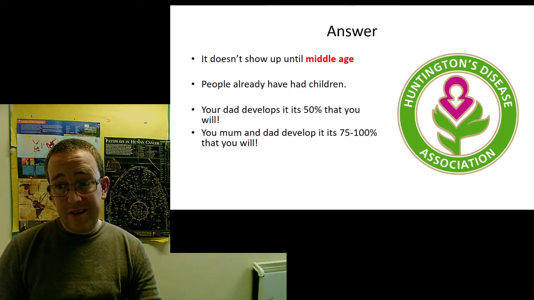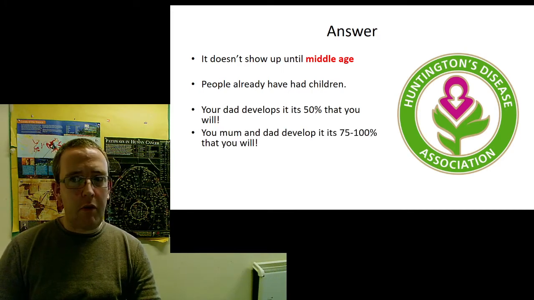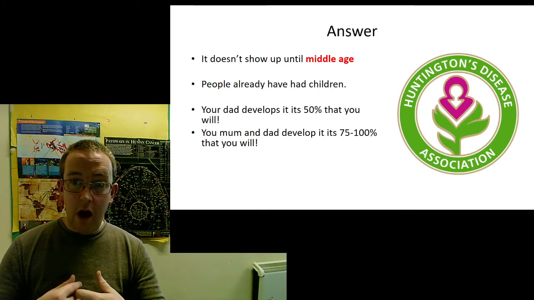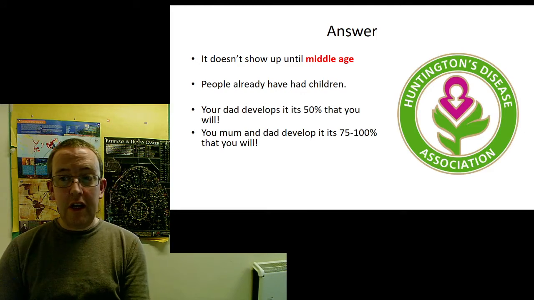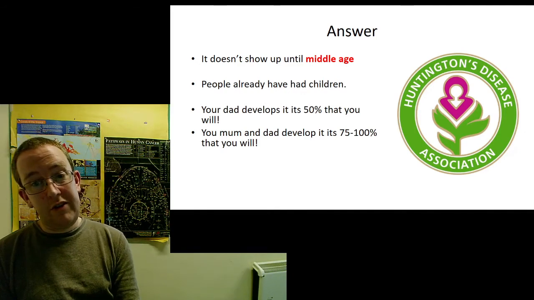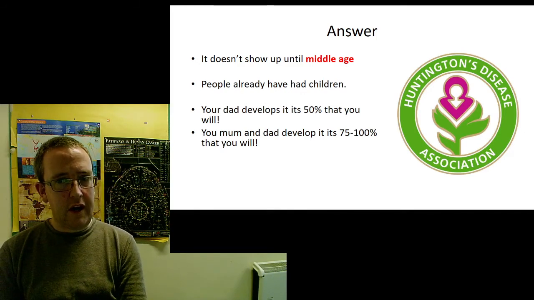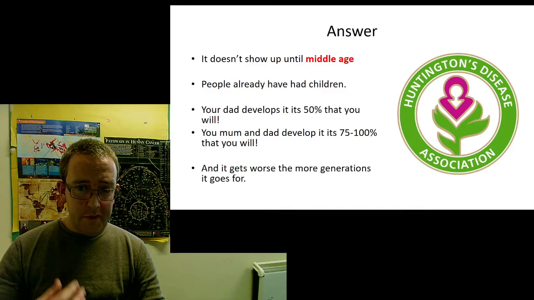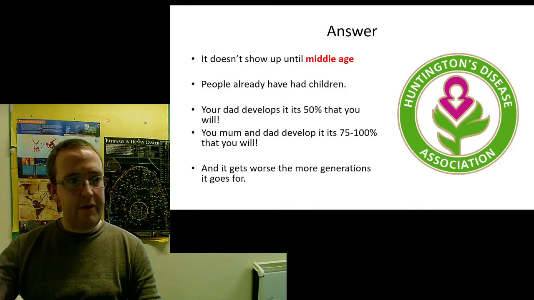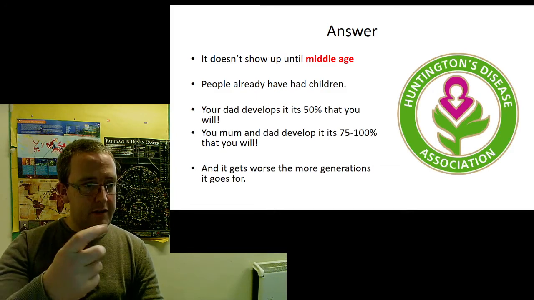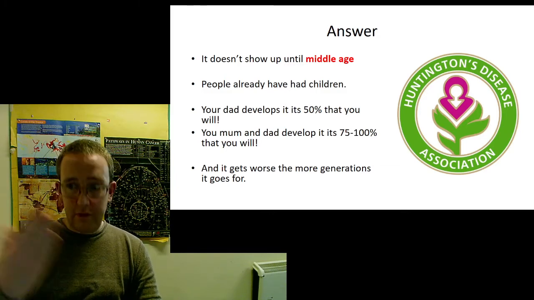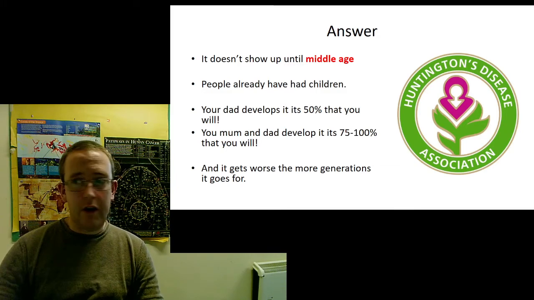If your mum and dad develop it, well, you can work through the probabilities there. So if they've both got a dominant gene by bad luck and come together, then obviously you've got a 75% to 100% chance that you'll get it, okay? Which is very, very bad. And the more generations it goes on in a family, we're not going to go into why, this sort of repetition of gene sequences, the worse it gets, and the earlier and earlier in your life it comes on.